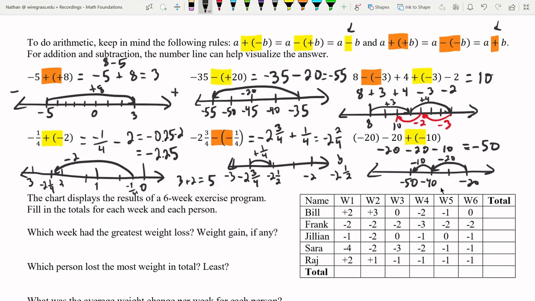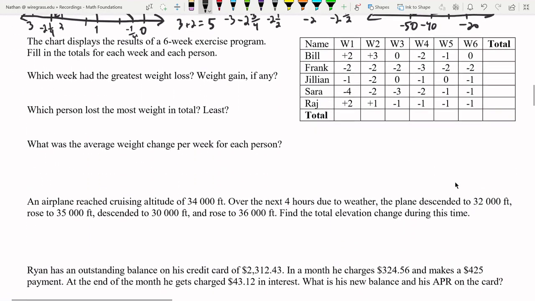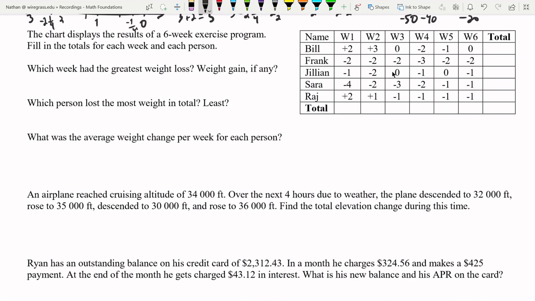That's minus 10. So once again, we added these up to get 50, and then they're all negative, so it's going to be negative 50. Okay, this chart shows the results of a 6-week exercise program that 5 people had taken part in.